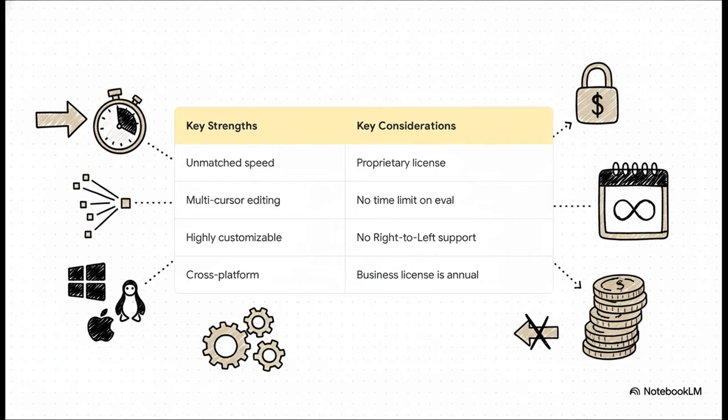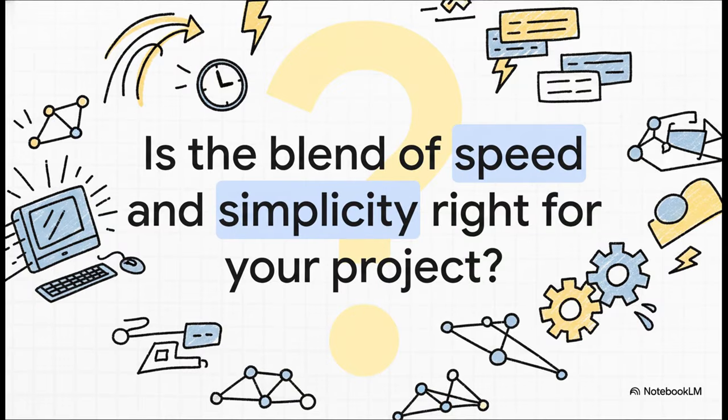Now, it's worth pointing out that the free evaluation period is unlimited, so you can really use it for as long as you want to make up your mind. One key limitation to be aware of, though, is its lack of native support for right-to-left languages like Arabic or Hebrew. So really, the choice comes down to philosophy. If you're the kind of person who values raw performance, a clean, distraction-free interface, and incredibly powerful text manipulation above everything else, then yeah, Sublime Text still makes a very, very compelling case. So the real question is, does that sound like the right tool for you and your next project?